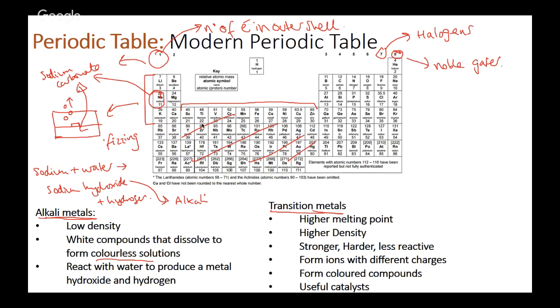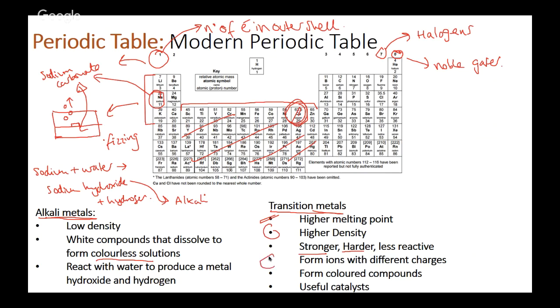Compare this then to the transition metals. Still metals, however, they have a higher melting point, higher density, and few other properties. They're stronger, they're harder, and they're less reactive than the alkali metals as well. You've got things like copper in here, just here. You know that that's a strong, hard, unreactive metal.